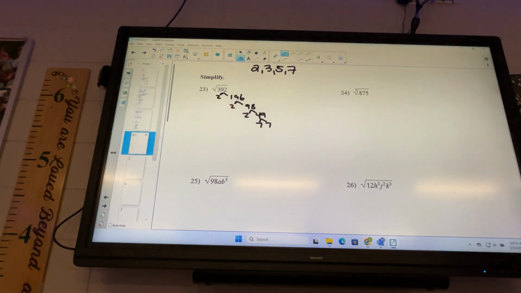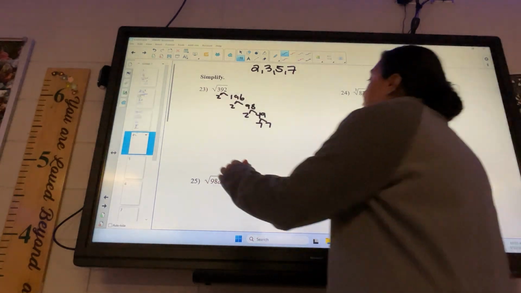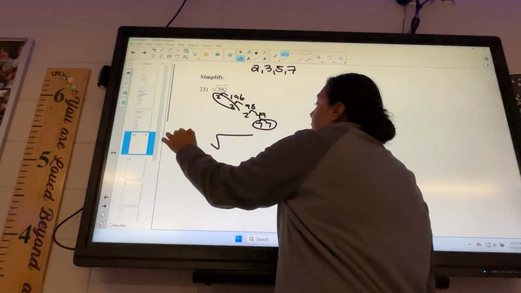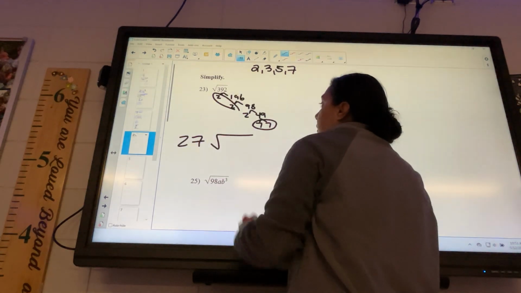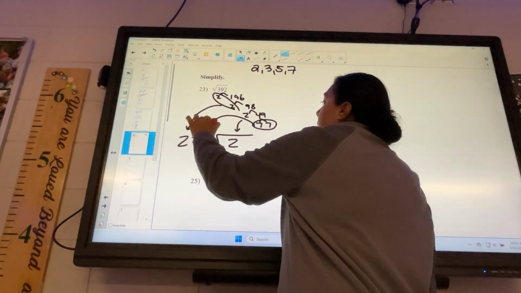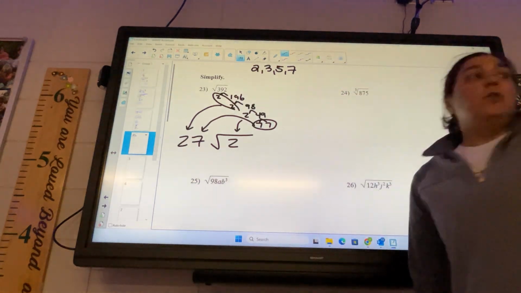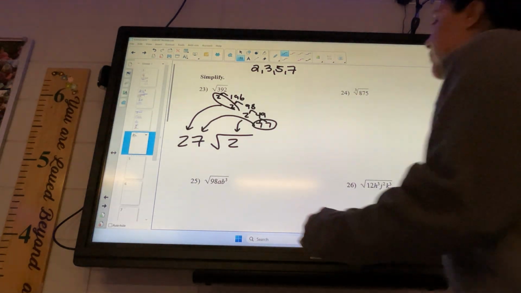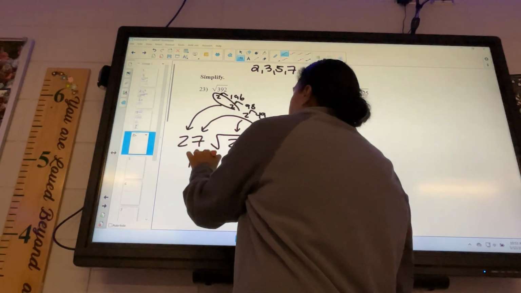Okay, so of these people, who is allowed to go? One group of 2s and one group of 7s. Who cannot go? That 2. Okay, so the 2 goes back in the house. What do we do with that 2 and 7? You gotta multiply it. So 2 times 7 is 14. It is 14 square root 2.